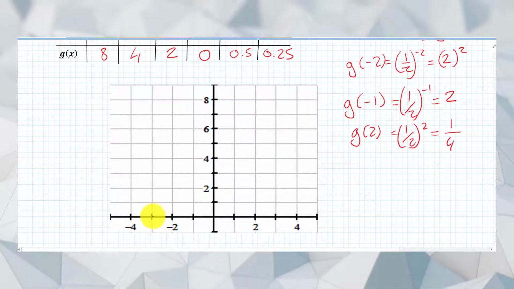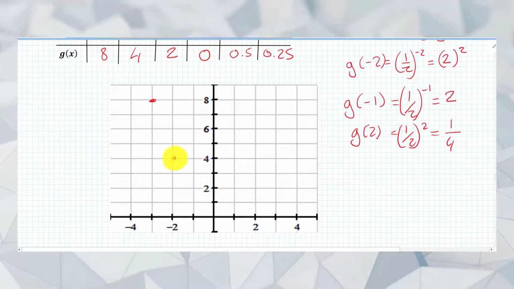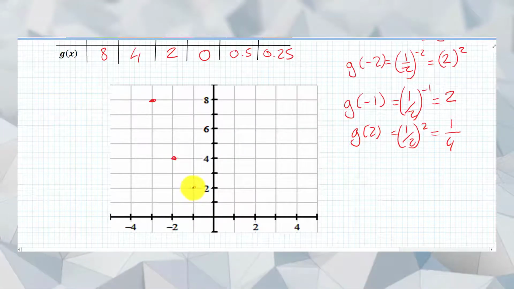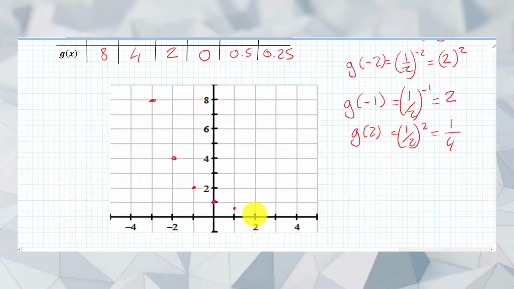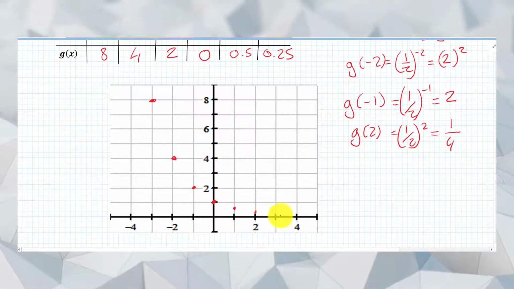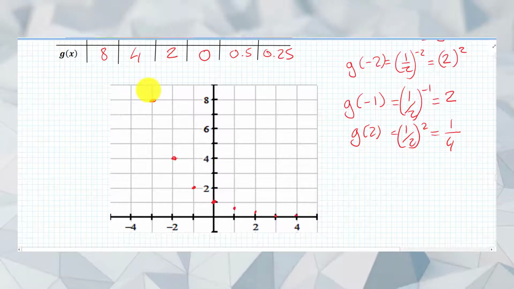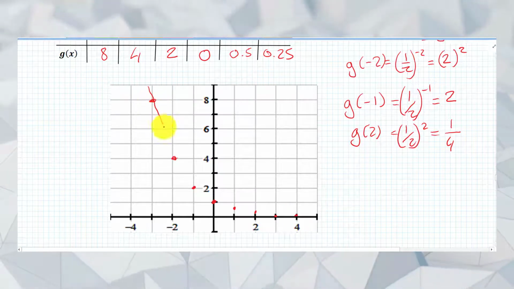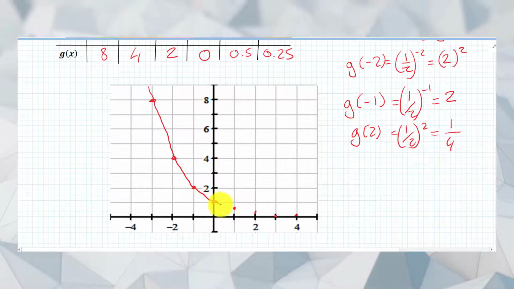Okay, let's plot these points in the given system. So -3, 8; -2, 4; -1, 2; 0, 1; 1, 0.5; 2, 0.25. You could show again that if you were going further in the positive direction, the point would get closer and closer to 0. The y-coordinate of the point would get closer and closer to 0. If you connect the dots, you have this kind of graph.